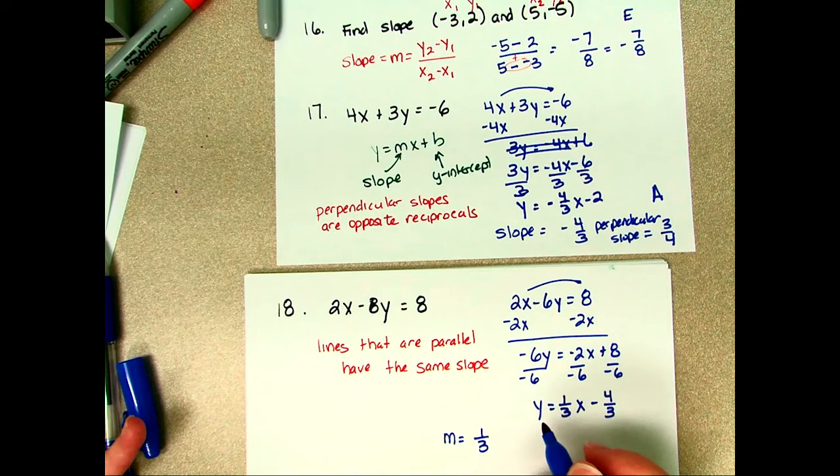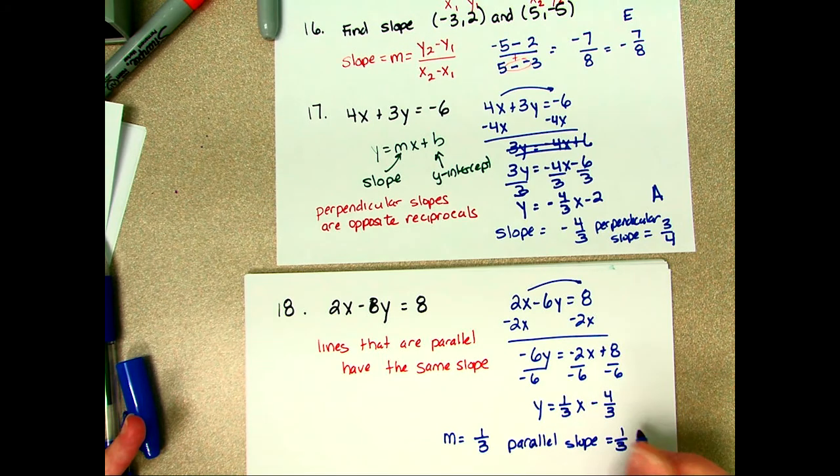Lines that are parallel have the same slope, so the parallel slope is also equal to 1/3. Number 18, the answer is A.